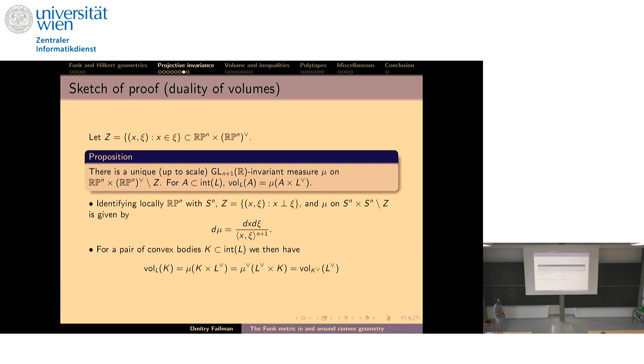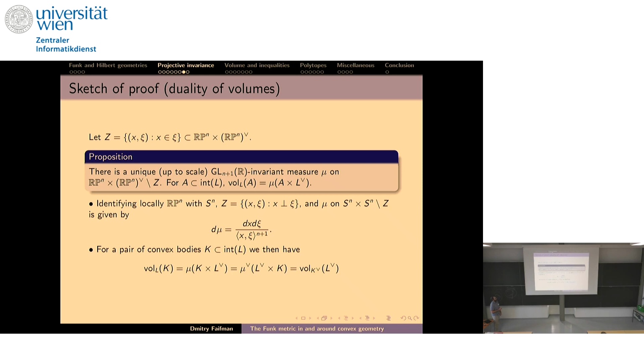measure mu, which is invariant under the group of collineations. Unique up to scale, of course, and it's not hard to check that the Funk volume of A inside the Funk geometry of L is just the measure of this product, A times the polar of L. And you can write it explicitly if you identify, for instance, a projective space with the sphere given by this formula. You can go ahead and check that it's invariant.